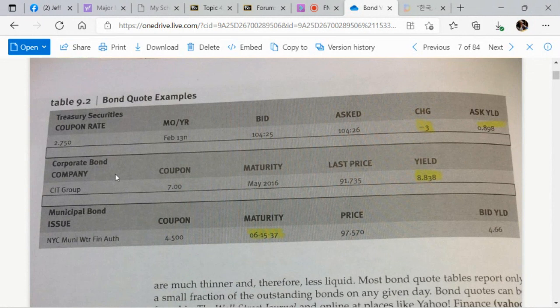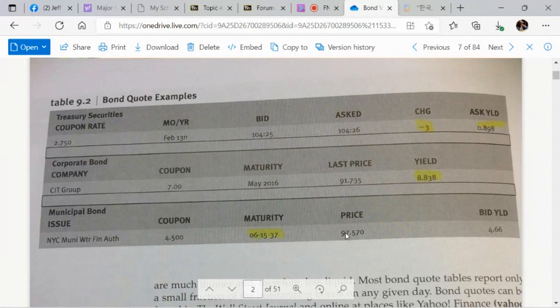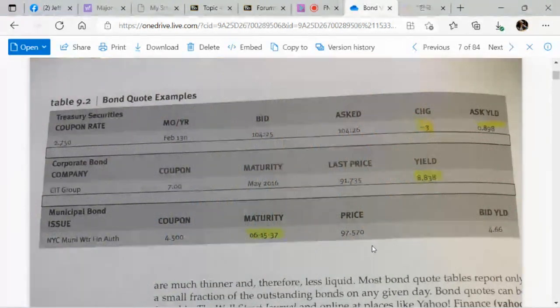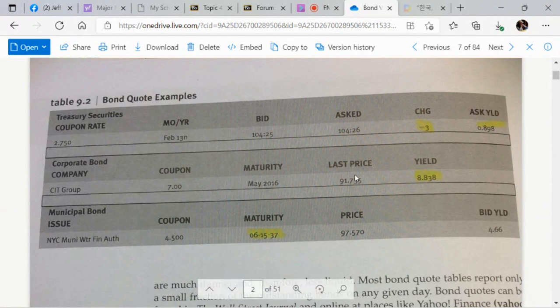So to find the price, you multiply 5,000 by 97.57%. It will come to something like 4,600-something. Okay. Now, next thing, what about the Treasury?